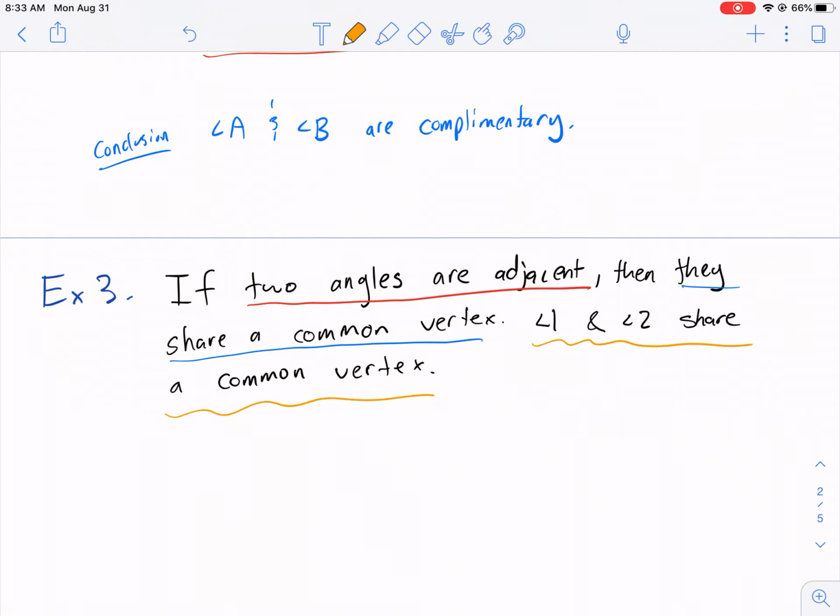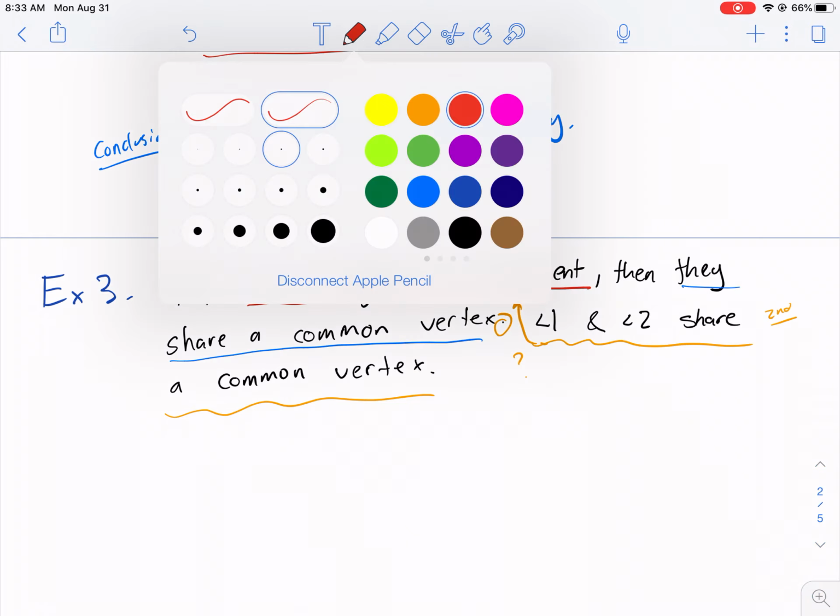So often people neglect this second step. You really need to look closely here to see if this second statement, separated by a period, that's why I know this is the second statement, does it match my hypothesis? No, it doesn't. Notice how two angles are adjacent, and this one is saying 1 and 2 share a common vertex. This is matching the conclusion.